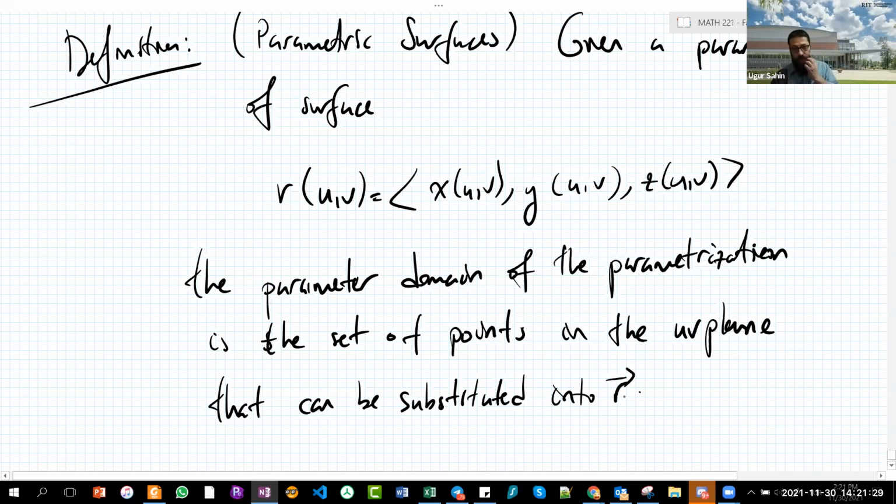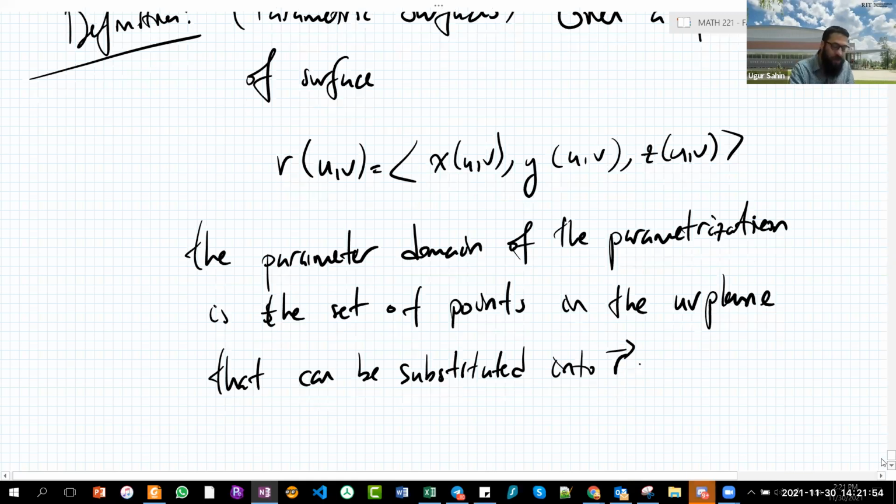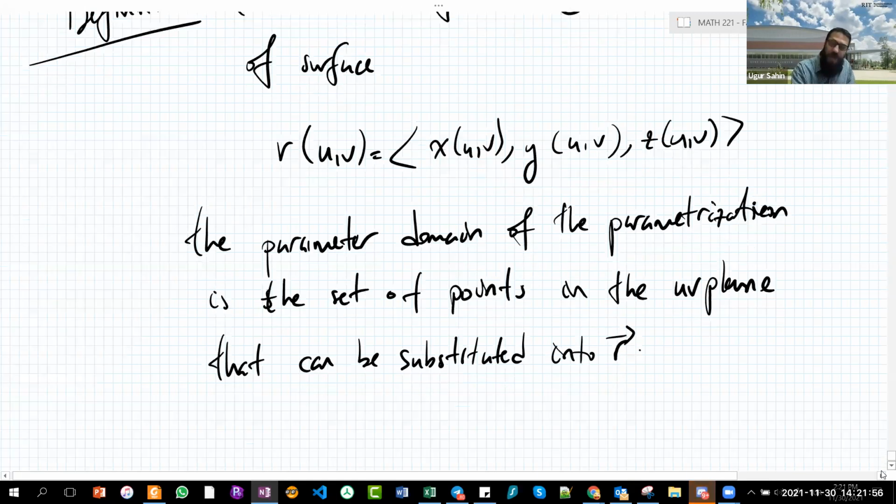What it basically says is that the domain of r is the UV domain. The UV points you can use in r, you can take them. And then you just need to produce all these points to get the surface. That's all we need, basically. All right, now let's go ahead and solve some examples.